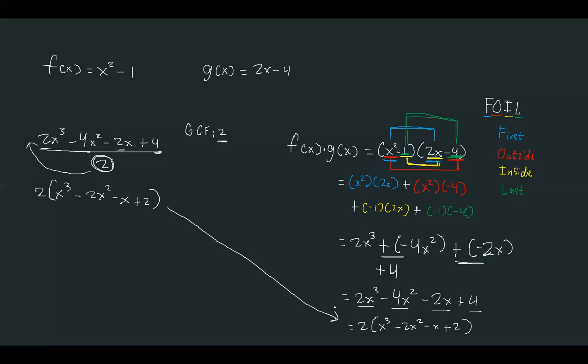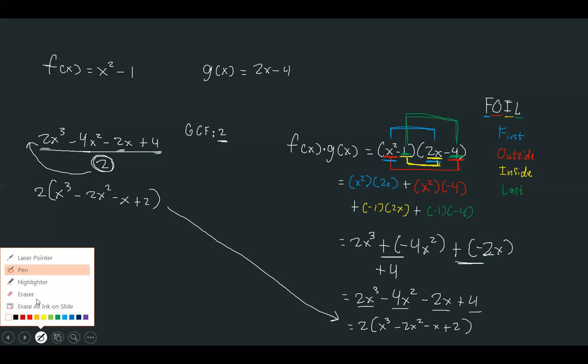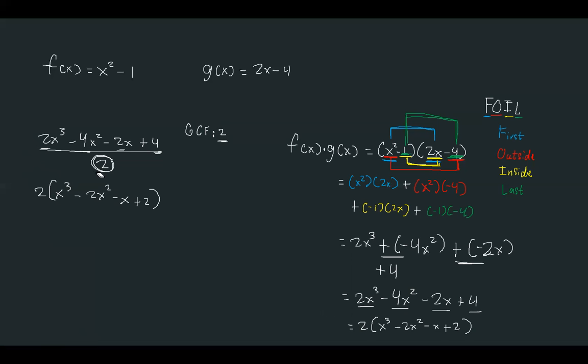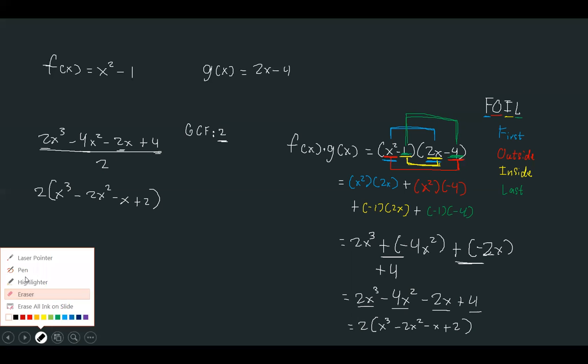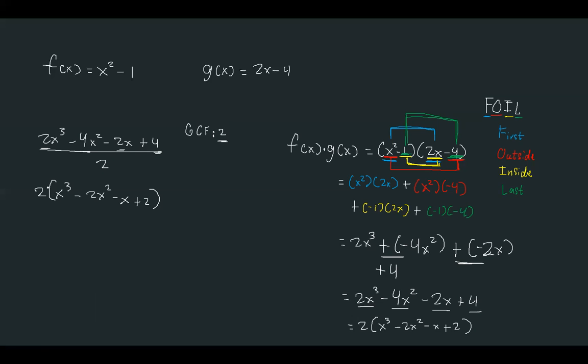That's it. Or, to put it another way, I divide this expression by 2, dividing each of the terms by 2. Then the GCF 2, I simply put on the side of the simplified expression. So that's it.